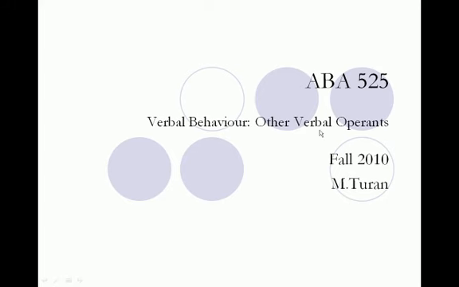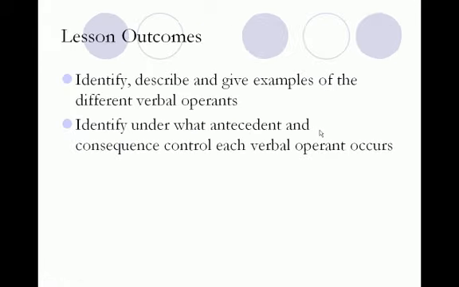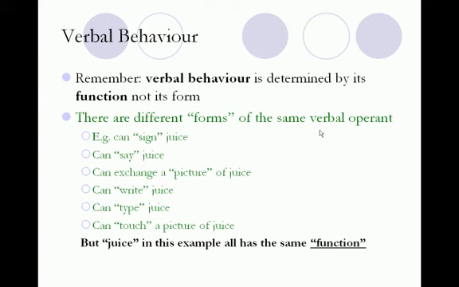All right, so we're going to continue our discussion on verbal behavior to talk about the other verbal operants. So by the end of this lesson and alongside your readings, you will hopefully be able to identify, describe, and give examples of the different verbal operants. Identify under which antecedent and consequence control each verbal operant occurs. So as we talked about last day, with Skinner's analysis of verbal behavior, it's important to remember that verbal behavior is determined by its function and not its form.